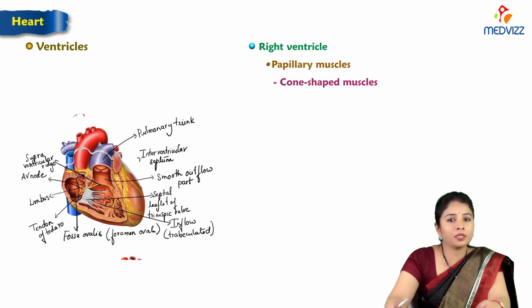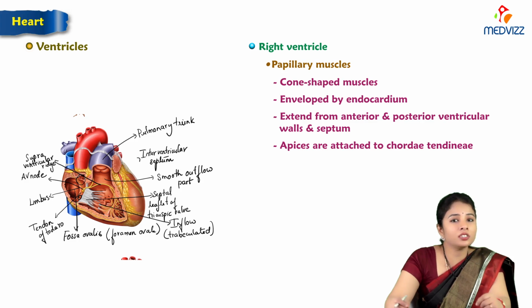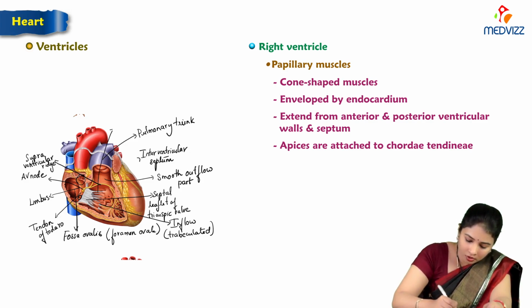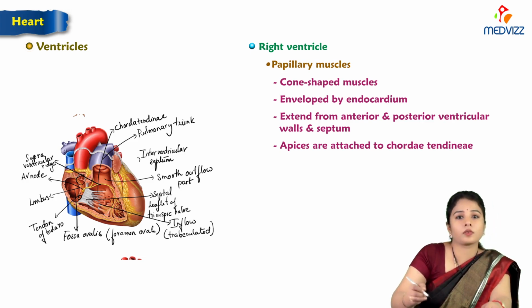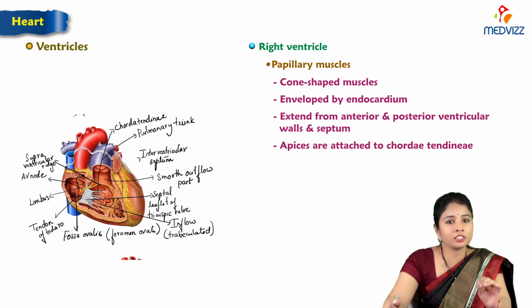They are cone-shaped muscles enveloped by the endocardium, and they extend from the anterior and the posterior ventricular walls and even from the septal wall also, and their apices are attached to thin thread-like structures which are called chordae tendineae. So these thin thread-like white colored structures are called chordae tendineae. Chordae tendineae are the thin white colored thread-like structures which connect from the tip of the papillary muscles to the valves, that is the cusps of the tricuspid valve.